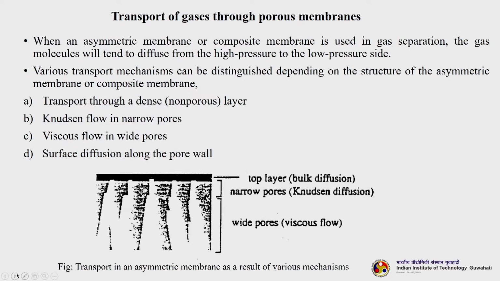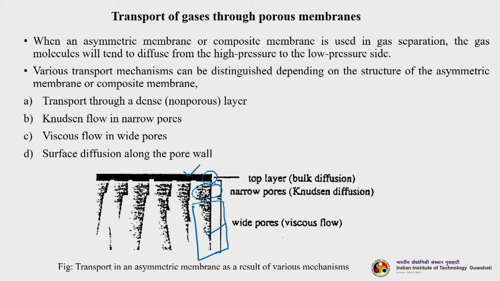Now, please look at this particular membrane structure. You can see there is a top layer here, followed by another sublayer of relatively large size, consisting of narrow pores. Then there is another one, which contains wide pores, so the thickness will be more. This is how asymmetric membranes are prepared. Many times it happens that we have only the top layer and this layer, and we do not have an intermediate narrow pore layer.